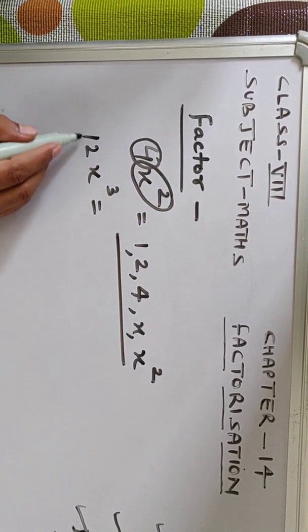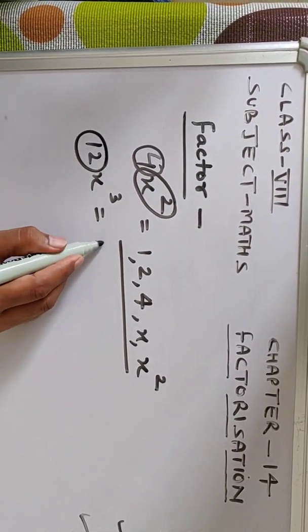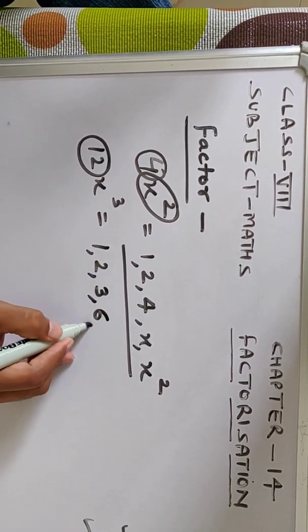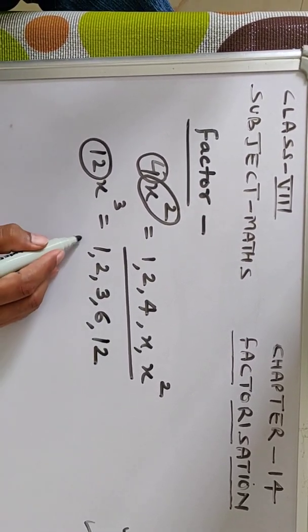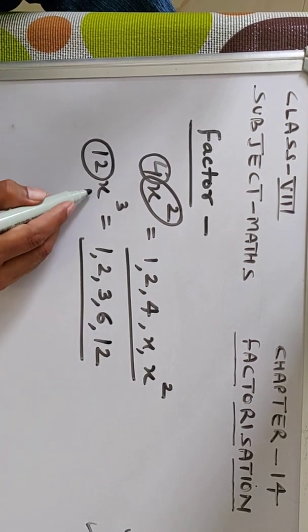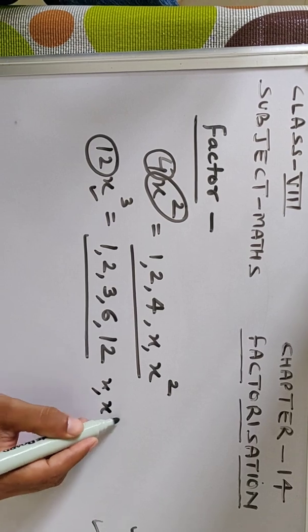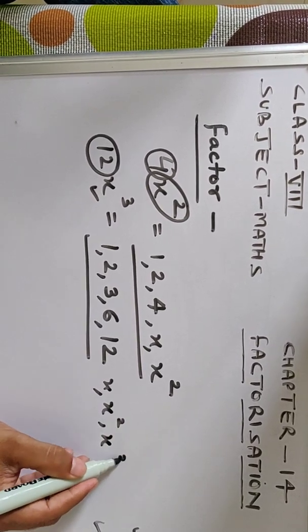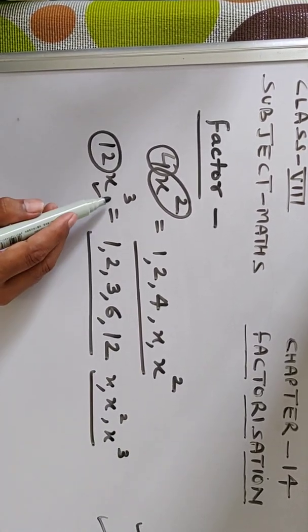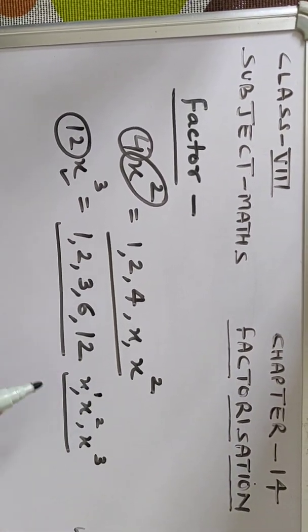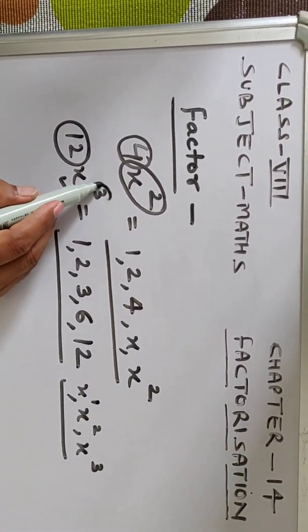Now we will write the factors of 12. What are the factors? 1, 2, 3, 6 and 12. These are the factors of 12. And what are the factors of x cube? x, x square and x cube are the factors of x cube. So what is the lowest power of x here? 1. What is the highest power? 3.